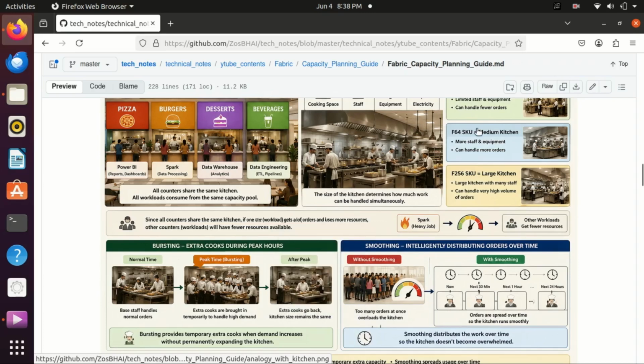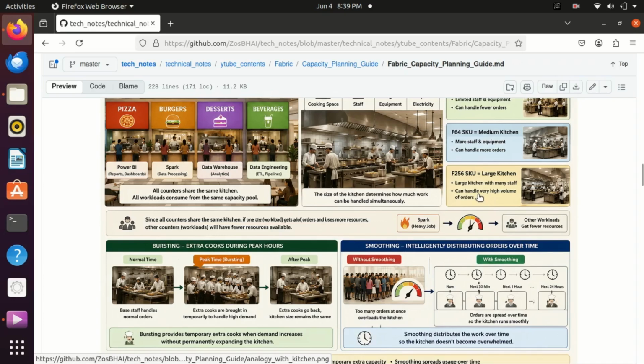So this kitchen size is similar to the SKU in Fabric. For example, an F2 SKU can be a small kitchen, and F64 or F256 can be treated as a larger kitchen with more resources.